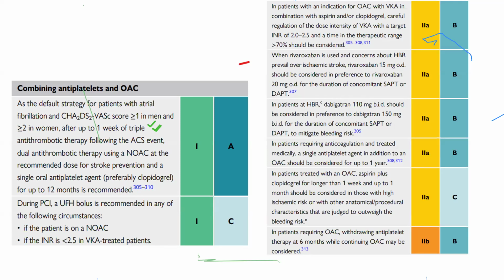In patients requiring anticoagulation and treated medically, a single antiplatelet agent in addition to the oral anticoagulant should be considered for up to a year. That is 2A. In patients treated with oral anticoagulation, aspirin plus clopidogrel for longer than 1 week and up to 1 month should be considered in those with high ischemic risk or with other anatomical or procedural characteristics that are judged to outweigh the bleeding risk.